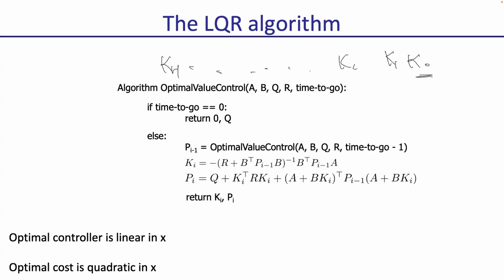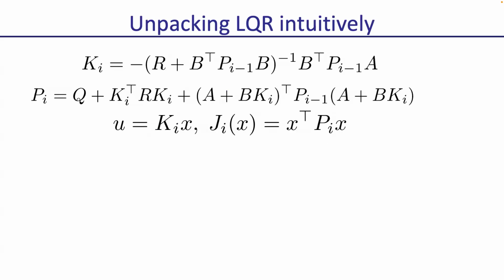You have to run your robot in the world. When you run your robot, you first run KH: let's say you're at state X, you run U equals KH X, you get to some new state, X prime. Then you run U equals KH minus 1 X prime, and you get to a new state, X prime prime. Then you run U equals KH minus 2 X prime prime, and so on. So you compute the controllers backwards and then you run them forwards. That's the basic idea of LQR.